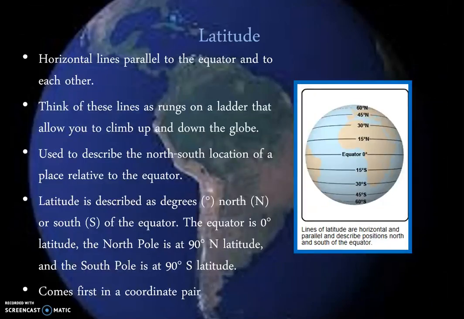Our next major concept is latitude and longitude. So just as a reminder, latitude are the flat lines that run parallel to the equator and to each other. They never cross each other, and you can kind of think of them as rungs of the ladder that you can use to climb north and south, up and down the globe. So it's always going to be at degrees north or south of the equator, with the equator being 0 degrees latitude. Latitude and longitude are found in a coordinate pair, and latitude also comes first in the alphabet, which is a good way to remember it, comes first in a coordinate pair.